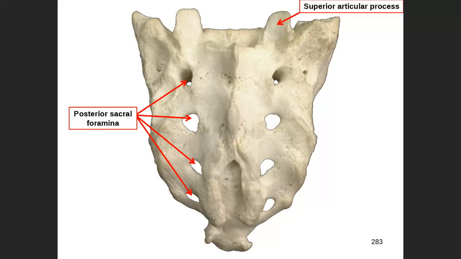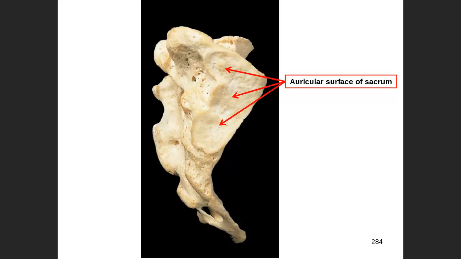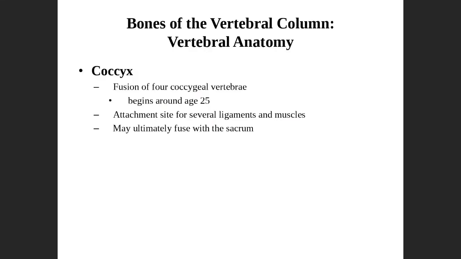And we can't see on this view, but the hip bones will articulate on either side here. And that part of the sacrum that articulates with your hip bones, this surface here, I'll outline it for you. There you go. That is known as the auricular surface of the sacrum. So when the hip bones are connected to the sacrum, you can't see that surface because that's in the joint. That's the lateral view.